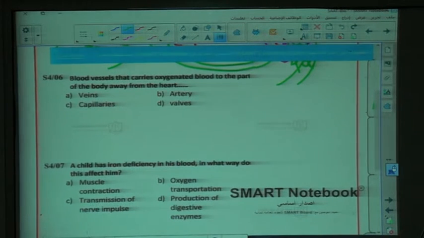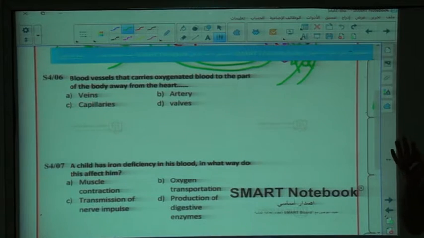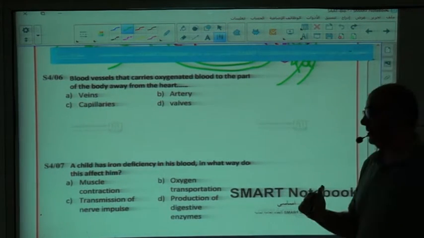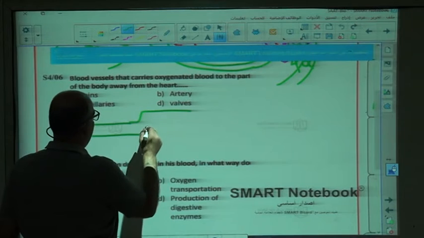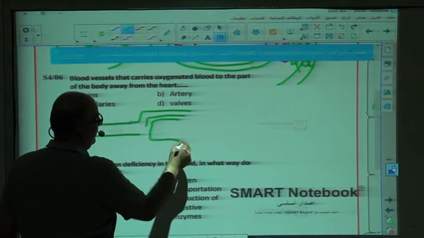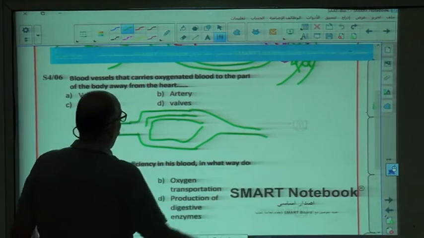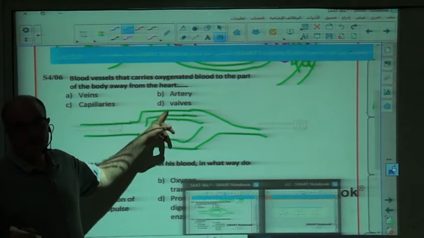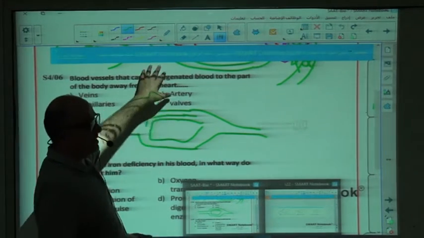Blood vessels, guys, that carry oxygenated blood to the parts of the body away from the heart. Which blood vessel? Arteries. Guys, regarding the direction of the blood, the arteries always carry the blood away from the heart. Veins carry the blood to the heart. Now, guys, they look like this. The arteries, then I have capillaries. Guys, exchange between the blood and the other parts of the body occurs here through the capillaries. The exchange of nutrients and gases occurs between the blood in the capillaries and the surrounding cells.